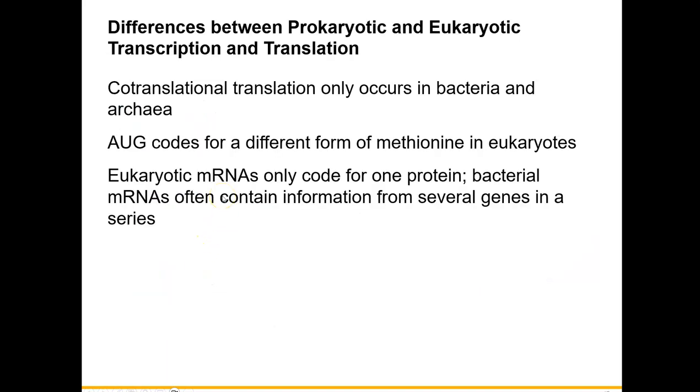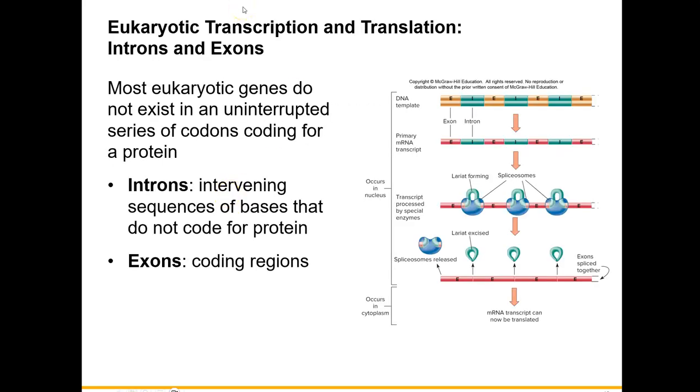So the differences between prokaryotic and eukaryotic transcription and translation are that co-translation occurs only in bacteria and archaea. AUG codes for a different form of methionine in eukaryotes, and eukaryotic mRNAs only code for one protein, whereas bacterial mRNAs may contain information for several genes in a series. Another thing is that eukaryotes have to go through post-transcriptional modification before they can be translated.